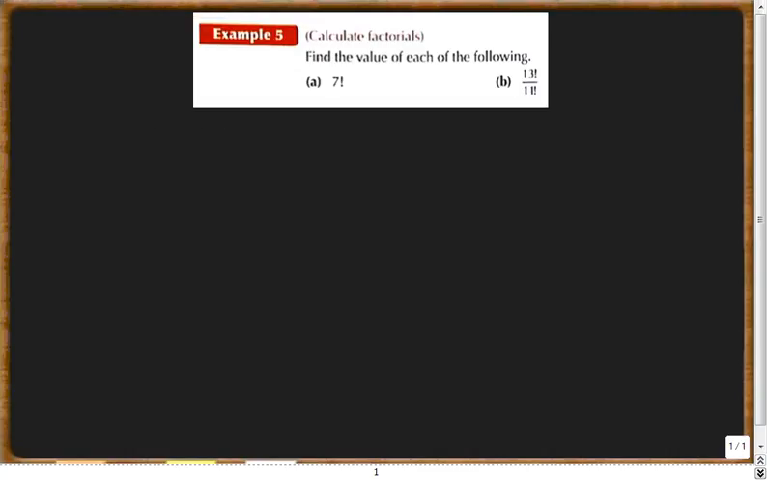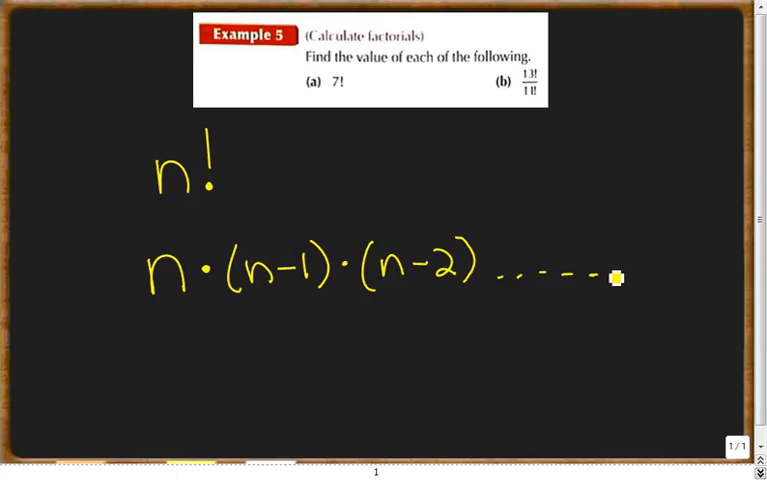Example 5 wants us to calculate factorials. So first, what you want to know is that if they use the term n factorial, what that means is that you take that number and multiply it by decreasing values of that number. So you start off with n and then multiply by n minus 1 and so on and so forth. You just keep taking 1 away from that number until you get down to the number 1.